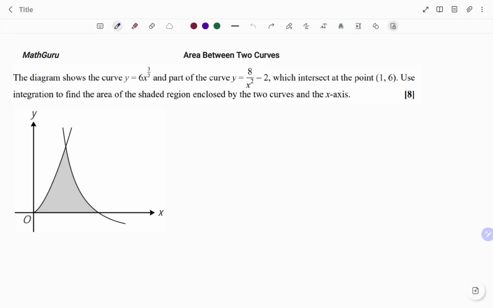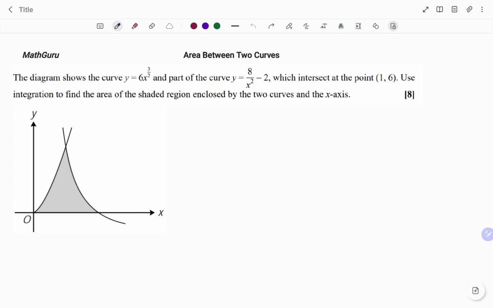In this video, I'm going to show you how to find the area between the two curves shown in the diagram. The diagram shows the curve y equals 6x to the power of 3 over 2 and the part of the curve y equals 8 over x squared minus 2, which intersect at the point (1, 6). That's the coordinate of the point of intersection. Use integration to find the area of the shaded region enclosed by the two curves and the y-axis.